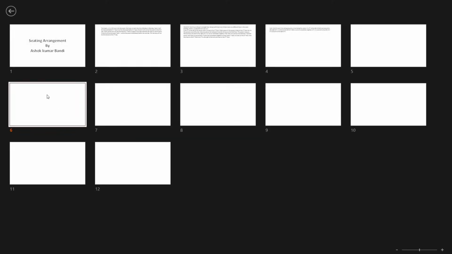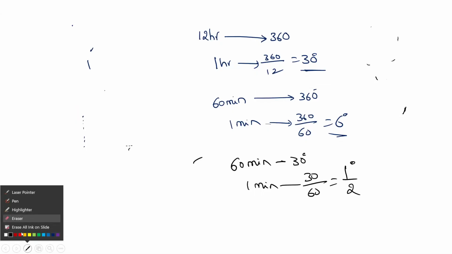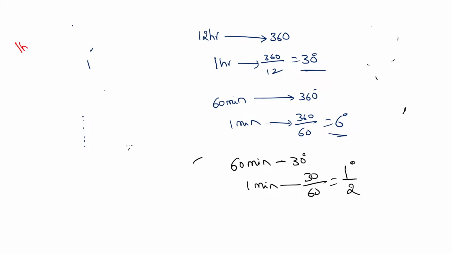That is the first one. 1 hour is always equal to 30 degrees. 1 minute is always equal to 6 degrees. Similarly, whenever the minute hand is moving by 1 minute, it can move the hour hand by half degree. Only 3 things. So now what we are going to do here is, let us take, I want to find out what is the angle between the hour hand and minute hand when the time is 3:30.